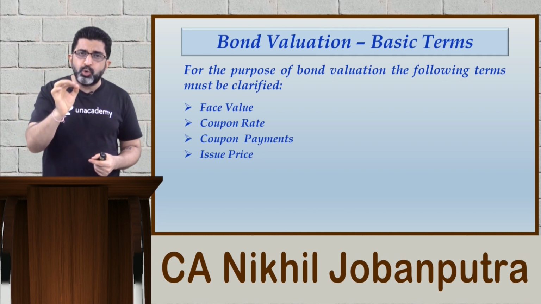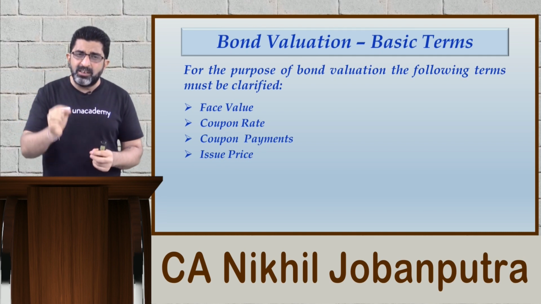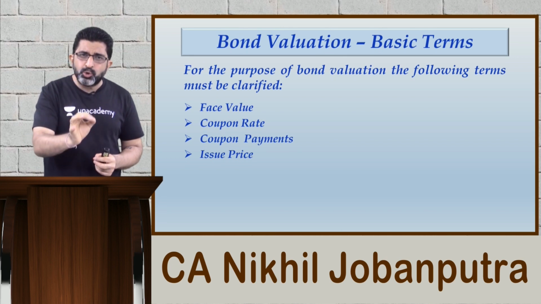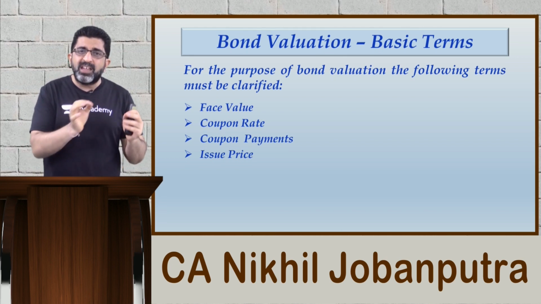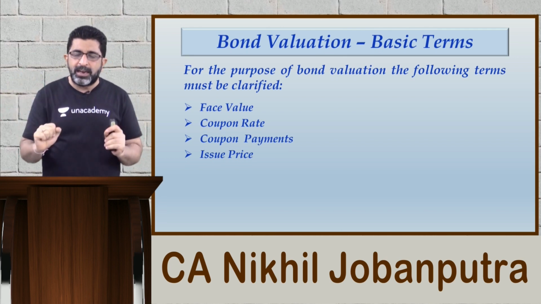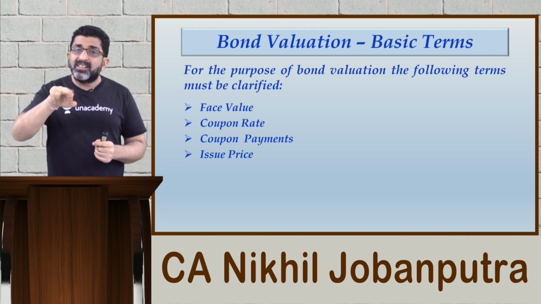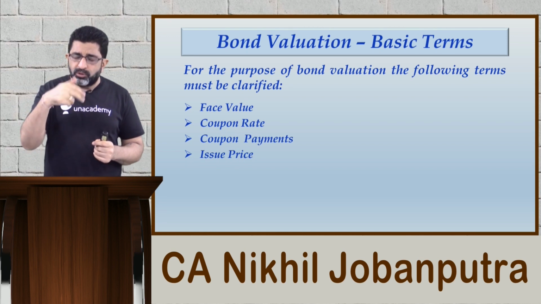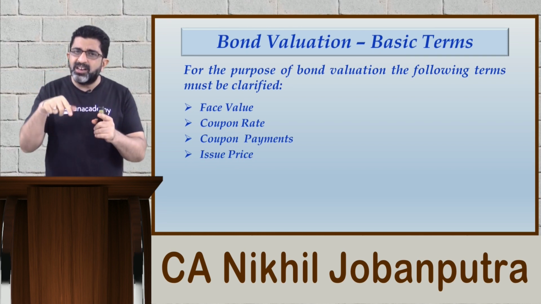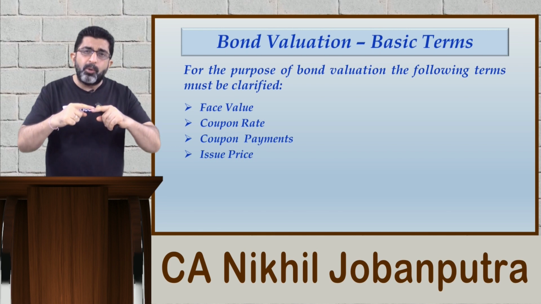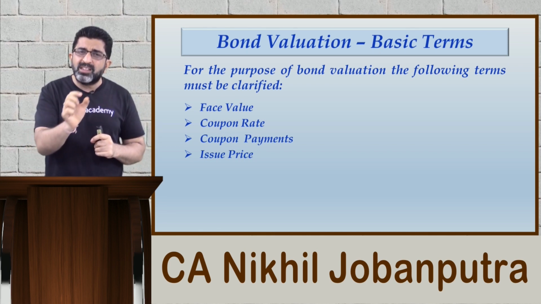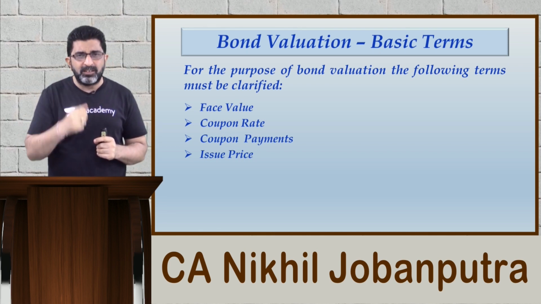When we say bond issued at par, we necessarily mean that the bond is issued at its face value, means the issue price is equal to the face value. When a bond is issued at premium, we would say the issue price is greater than the face value. And when the bond is issued at discount, we would say the issue price is less than the face value.